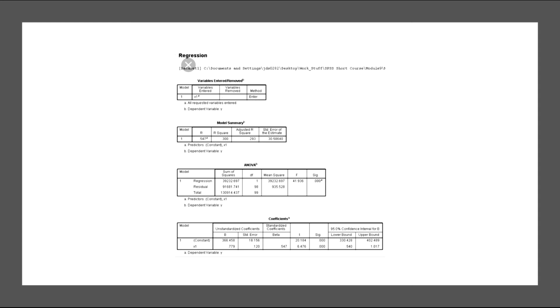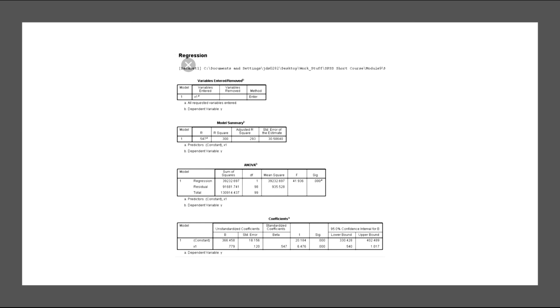So since you have only 1 IV, that IV is representing your DV as much as 30%. The next thing that you have to look at is ANOVA, by finding the significant value, or the significant column. Apparently this is significant because the figure is lower than 0.05. Then you can read the F value, which is 41.936, and the DF, you have to take the first two figures, 1 and 98.